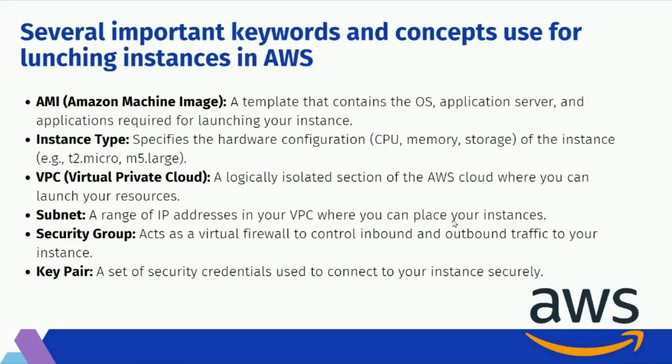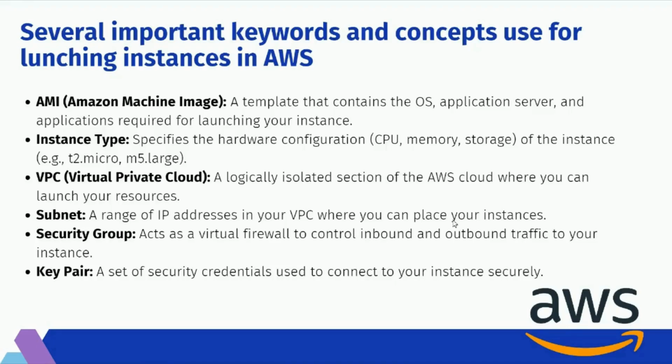Several important keywords and concepts are used for launching instances in AWS. First, AMI, Amazon Machine Image, a template that contains the OS, application server, and applications required for launching your instance. Instance type specifies the hardware configuration, CPU, memory, and storage of the instance, like for example, T2.micro and M5.large.